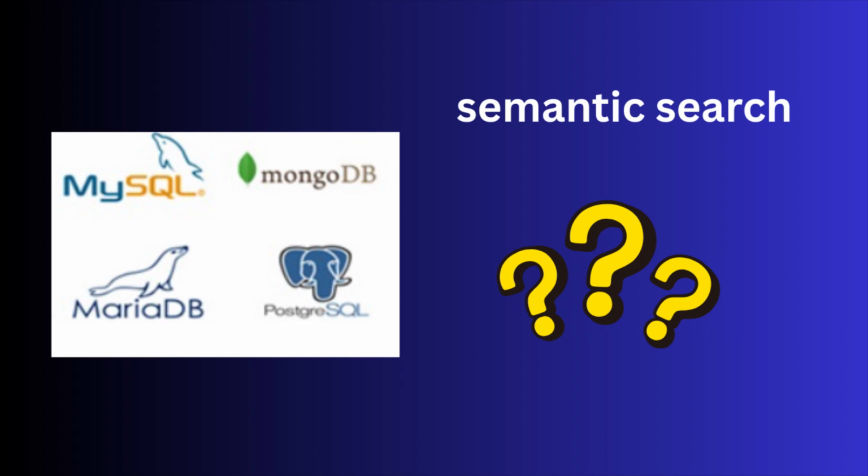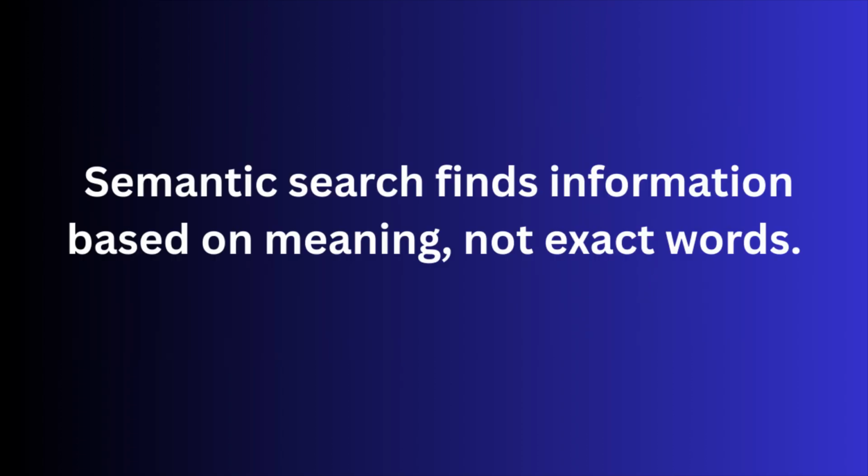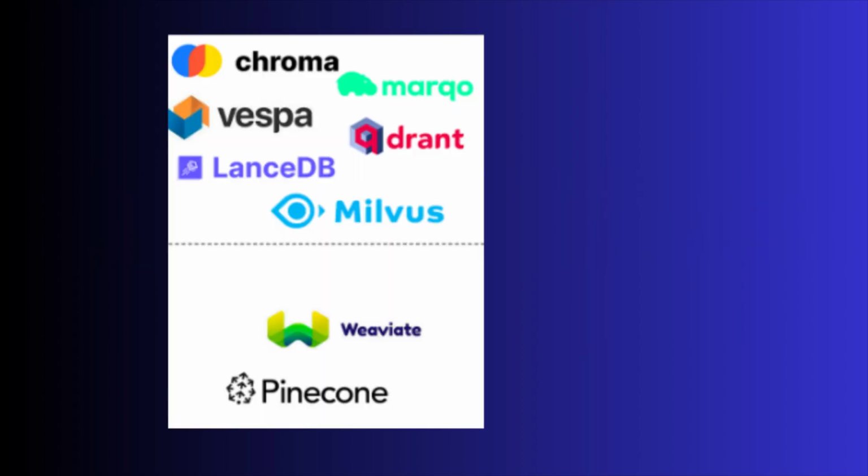Postgres, MongoDB and MySQL are good at storing and querying structured data, but they cannot compare the meaning of sentences. Basically, these databases do not support semantic search. Semantic search means search by similar meaning. Semantic search finds information based on meaning, not exact words. In short, semantic search understands what you mean, not what you type. Vector databases support semantic search. That's why we use a vector database for RAG.